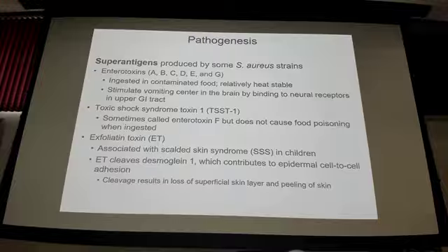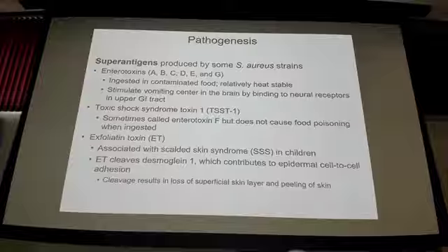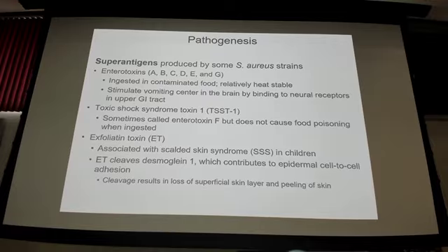And finally, there's exfoliating toxin. This has also some specific activity combined to this target called desmoglein, which is a factor that's associated in the epidermal layers, and it helps keep the integrity of the skin together. So when this is targeted, you get a really nasty peeling of the skin and sloughing off of those outer skin layers.